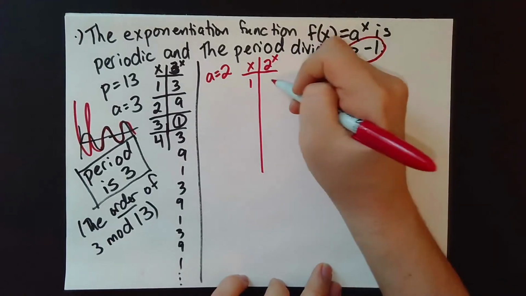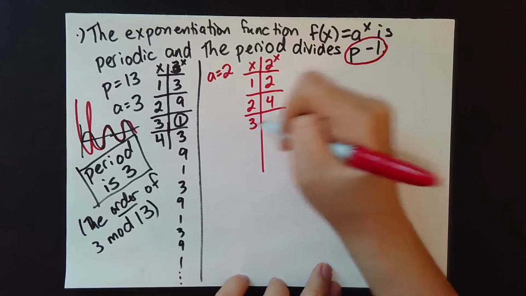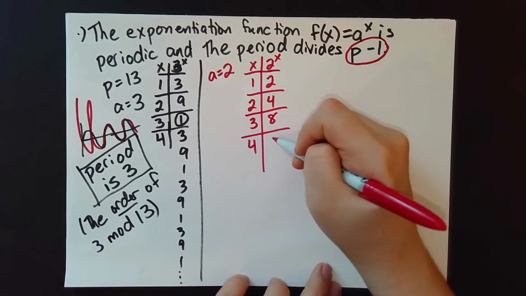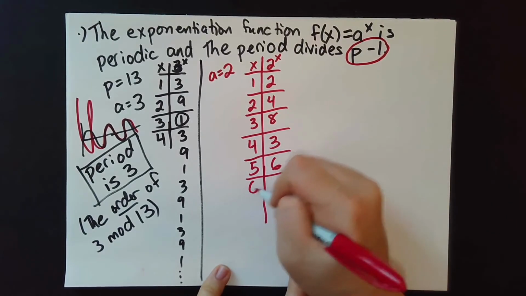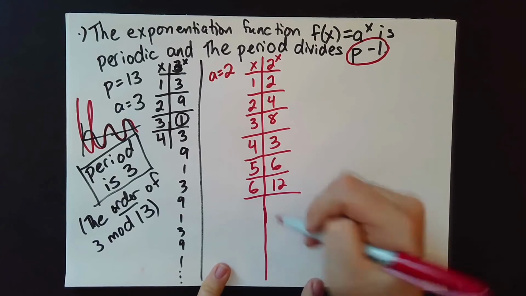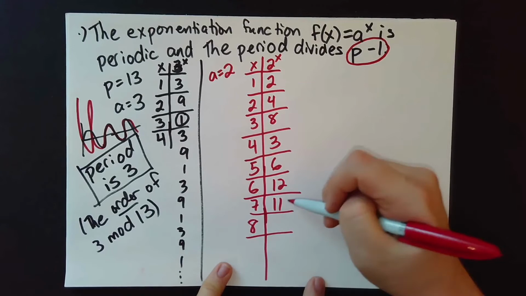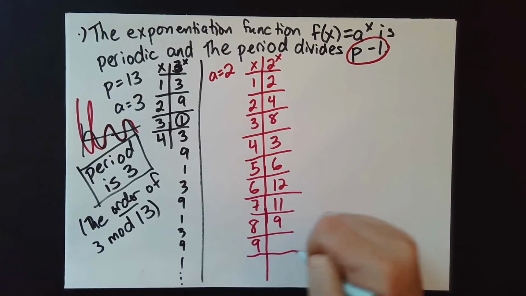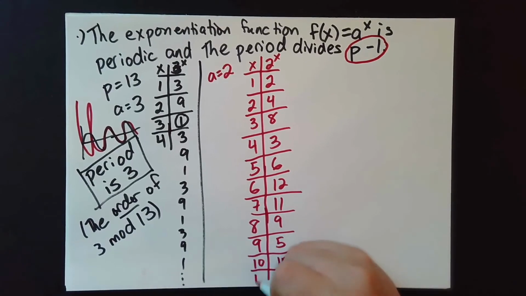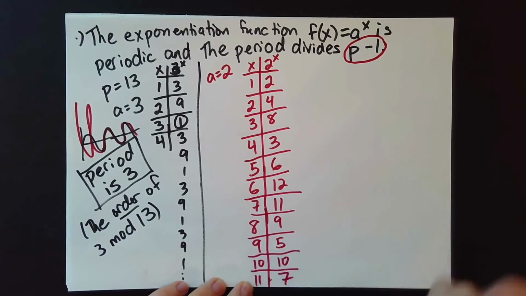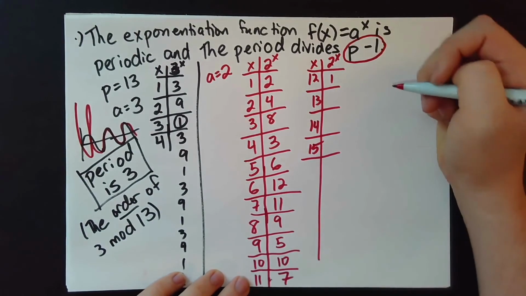So I'll write down 2 to the x, so that will go 2, 4, 8, 16, which is 3, 6, 12, 24, which is 11, 22, which is 9, 18, which is 5, 2 times 10 is 20, which mod 13 is 7, and times 2, 14, which is 1.